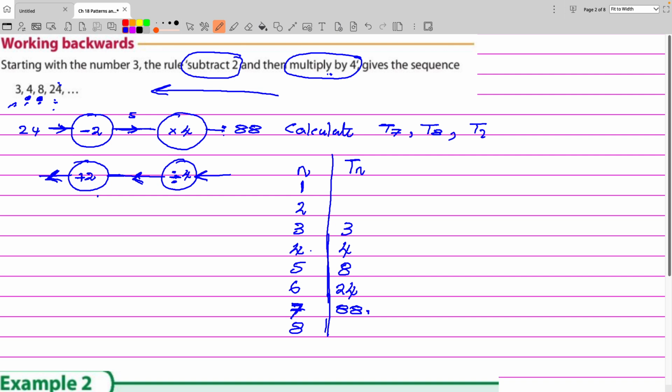Press execute. Then times your answer by 4. You press execute and you get 344.